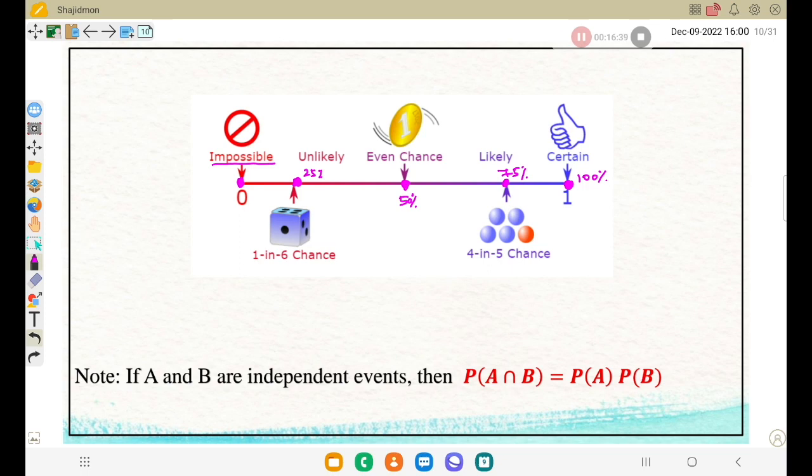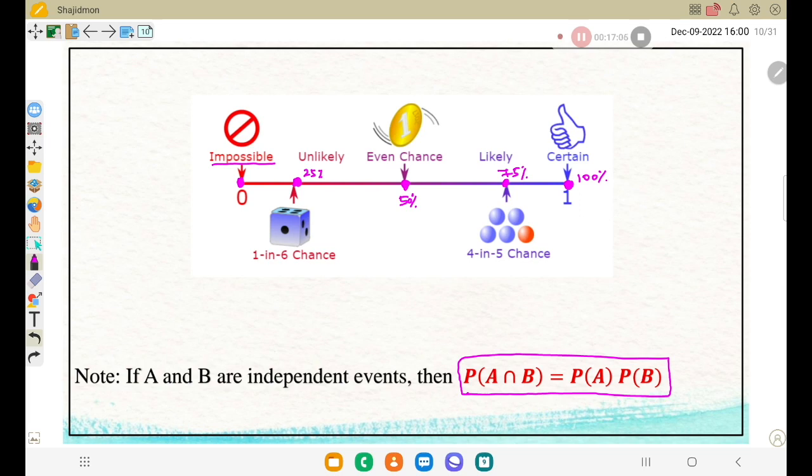Now we studied independent events in the 5.1.1 section. Independent event, correct? Independent, there is no relation, we told. One event occurring is not related to the other, correct? Independent events. Now if A and B are independent events, we can write this: probability of A intersection B should be equal to probability of A multiply probability of B.